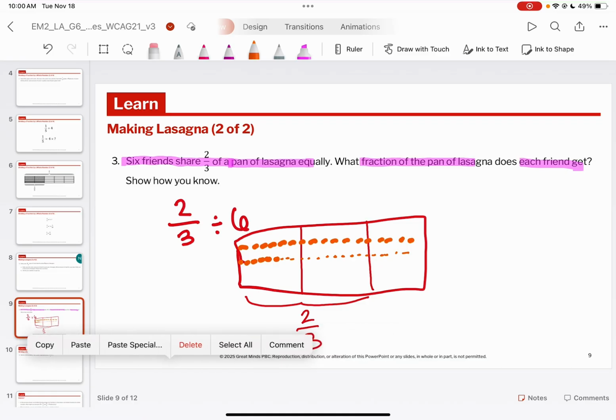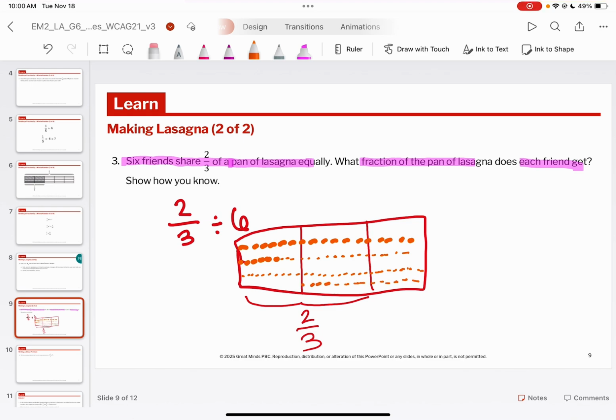So I'm cutting the whole thing of lasagna into how many total things? 6, because I'm splitting it up into 6 pieces. 1, 2, 3, 4. You see how small this is, where it's so easy to make a little mistake? 1, 2, 3, 4, 5. I need to add on one more. All right. But you still have to be familiar, so I'm going to show you it.